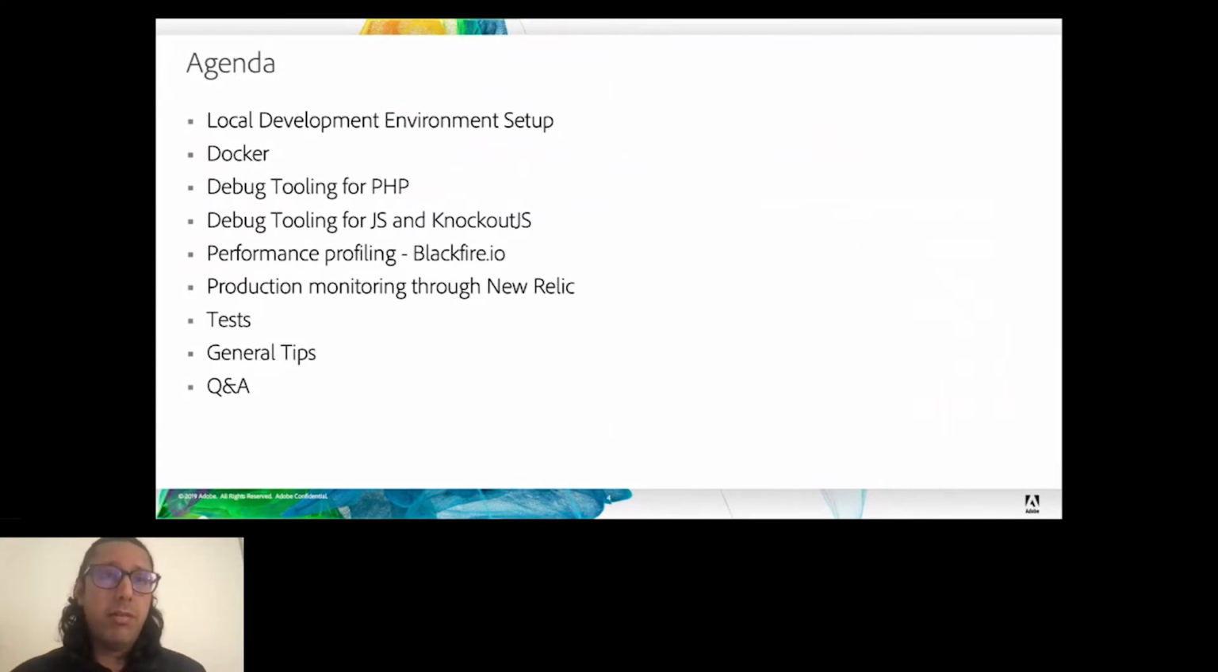And then I'm also going to briefly talk about production monitoring through New Relic. Adobe Commerce Cloud already ships with New Relic integrated. So I'm going to talk about some of the key features that New Relic comes with that you can leverage to assess issues on production, and make sure that you're doing what you need to do to keep the lights on. Then I'm going to talk a little bit about tests.